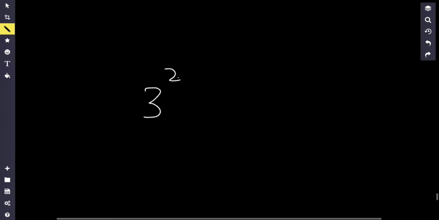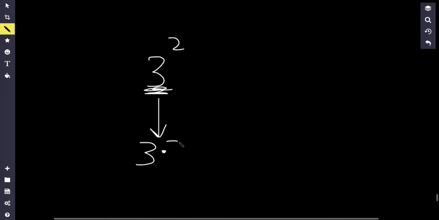And basically, what the exponent tells you to do is it tells you that you're taking this 3 right over here and you're multiplying it by itself 2 times. You're multiplying this 3 2 times by itself.